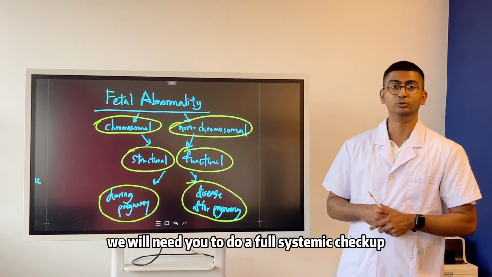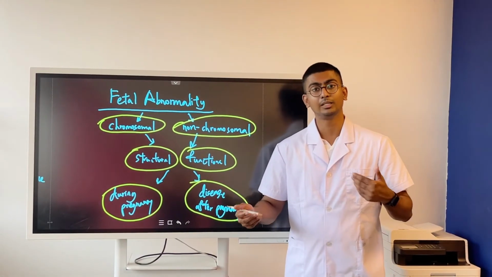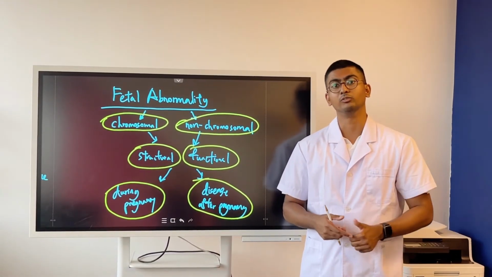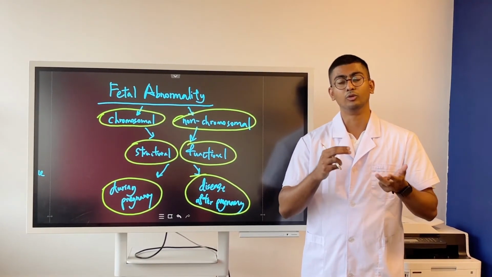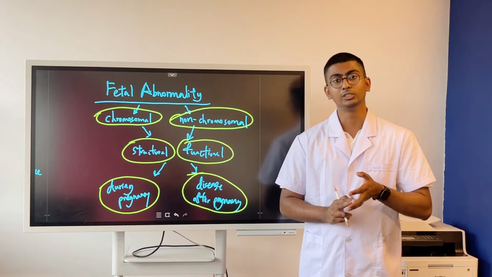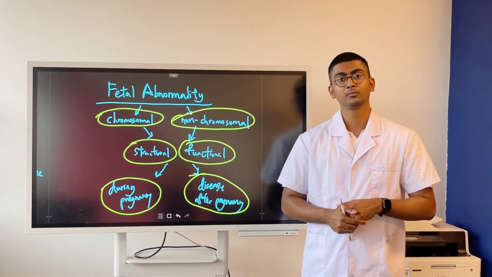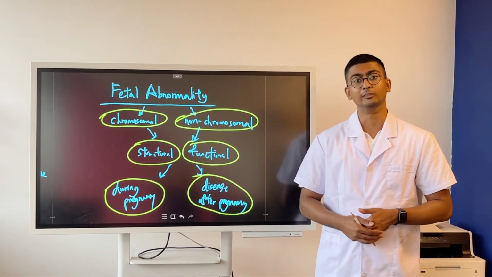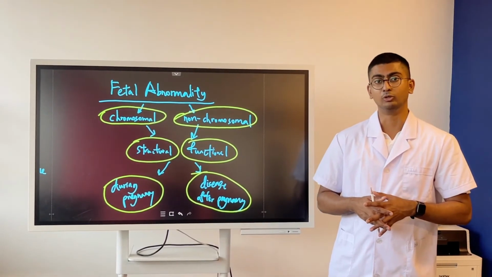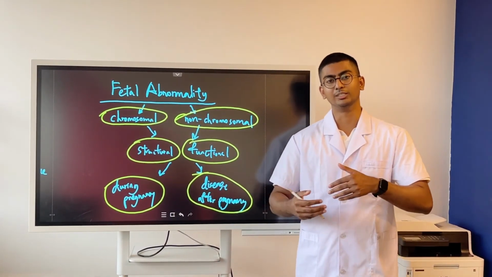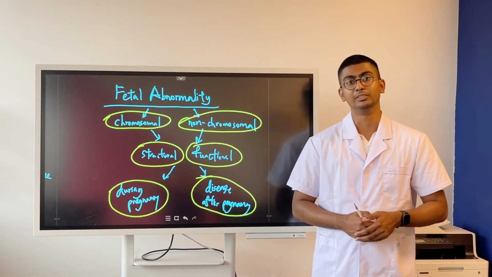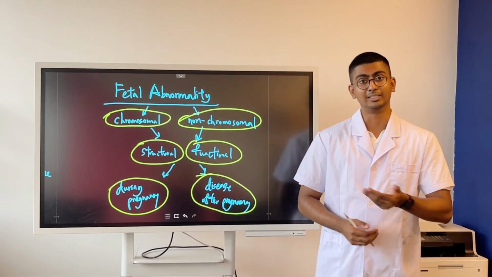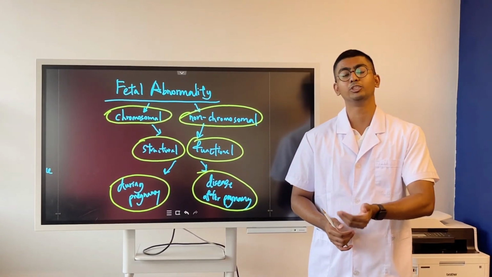non-chromosomal type. We will need you to do a full systemic checkup. Here at Antai Hospital, we will need to do a diagnosis of your blood, your internal hormone balance, your ovaries, uterus, the quality of your endometrium, your diet, the environment that you're living in. All of these are things that we can control, and we can maximize the chances of a successful pregnancy. Antai Hospital has years of experience in the treatment of pregnancy diseases and also miscarriage prevention.